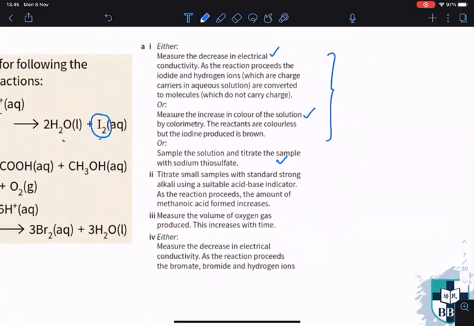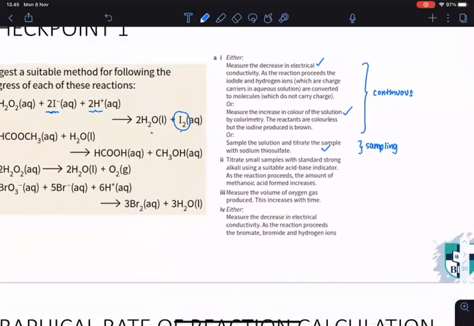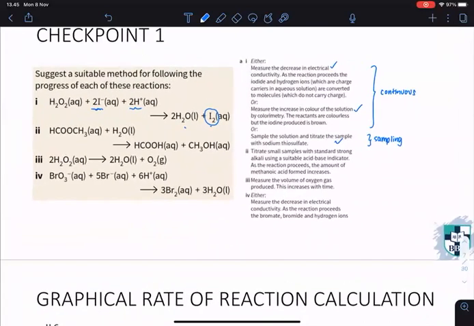please remember and take note, this is going to be a physical property. So this is going to be a continuous method. And this is going to be titration, a sampling method. So do remember, if they ask you to go and explain more, you should be able to explain more.